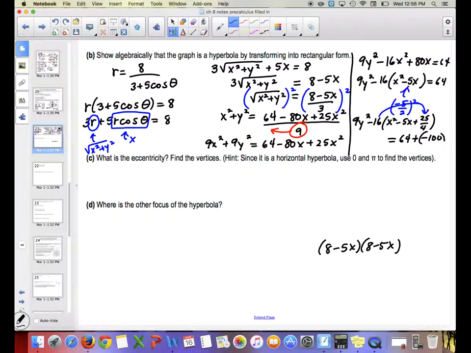Almost there. So I have 9y squared minus 16. I've now completed the square, so that should be something squared. And then I have equals negative 36. So what's going to be inside parentheses? Yeah, x minus 5 over 2. So one last step. When you have a hyperbola, you need it set equal to 1 at the end. So what do we do? Divide everything by negative 36, exactly.